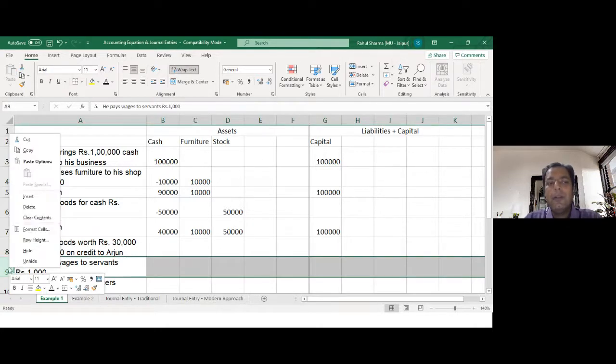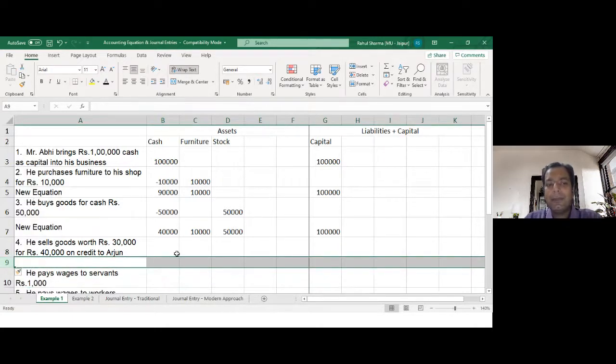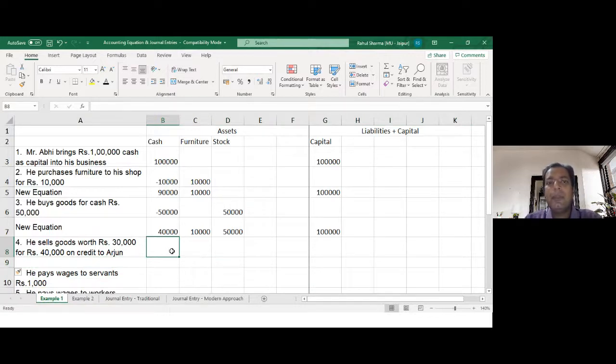That's what this concept actually suggests: that whatever we do, at any time your liabilities plus capital will be equal to your assets. It cannot go beyond that. Then we move to the next.